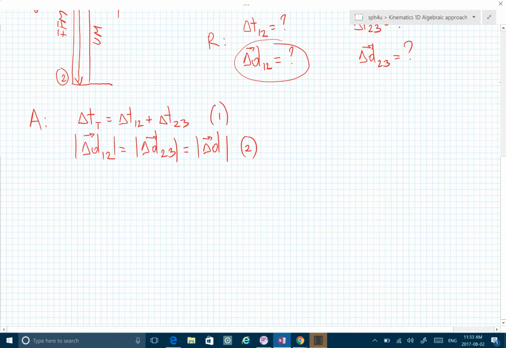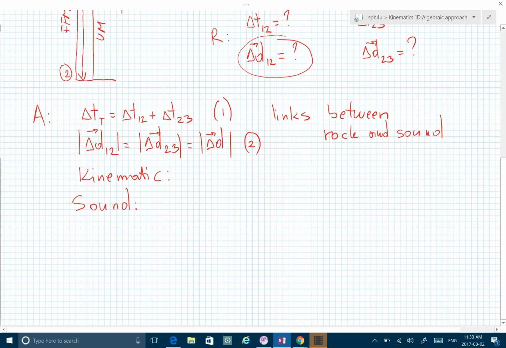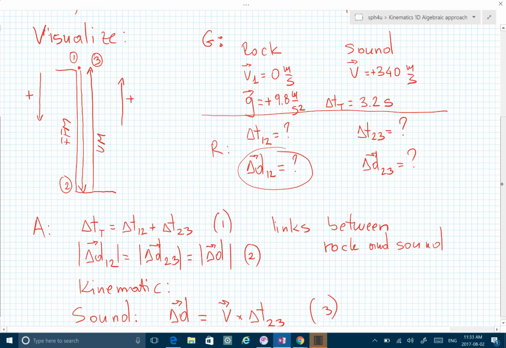Now we start writing some equations, okay? And so we found the links between the rock and the sound, right? So now let's start doing some kinematics here. For the sound, it's very simple. Delta d is the speed of the sound times the time of the sound, which is delta d from 2 to 3, right?